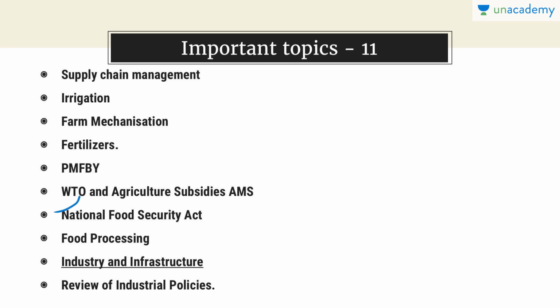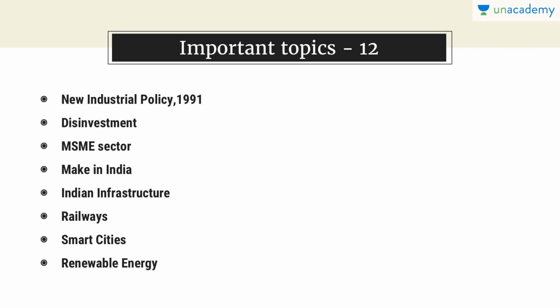that is National Food Security Act, food processing, then industry and infrastructure, review of industrial policies, the new industrial policy of 1991, disinvestment, MSME sector, that is micro, small and medium enterprise sector, make in India, Indian infrastructure, railways, smart cities, renewable energy. So all these are important concepts, especially what is disinvestment, how does the government benefit from it, do we need to disinvest or not, what is the MSME sector, what is the make in India campaign, what is Indian infrastructure, like related to airports, let's say seaports, and so many things can be covered here.